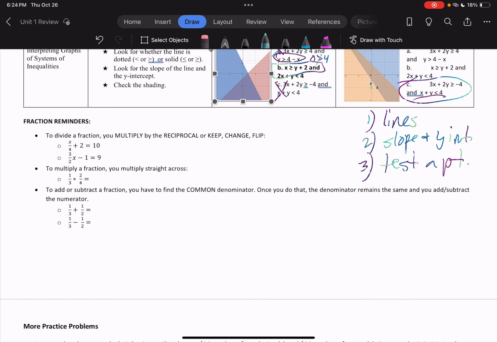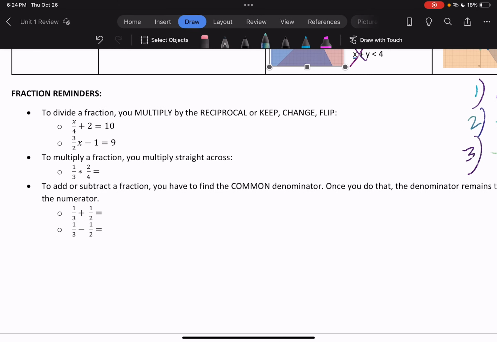All right, these are fraction reminders. To divide a fraction, you multiply by the reciprocal, or keep, change, flip. To multiply a fraction, you multiply straight across. To add or subtract a fraction, you have to find the common denominator.